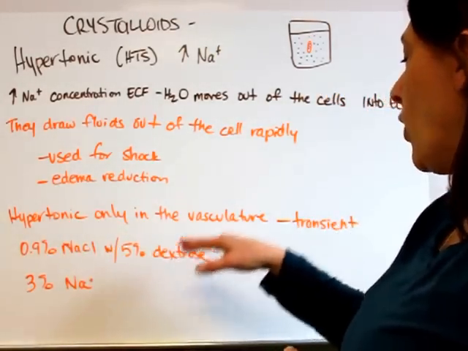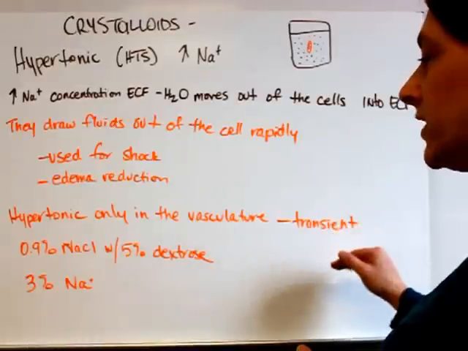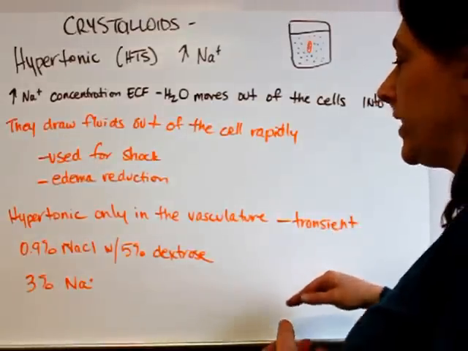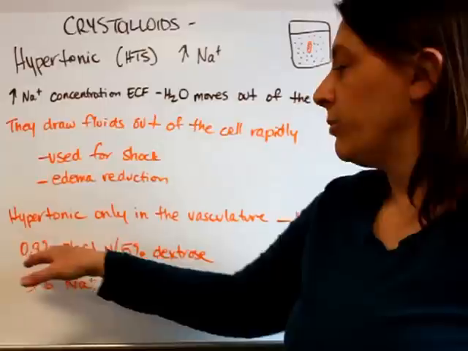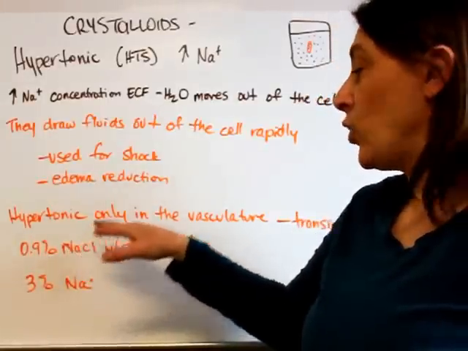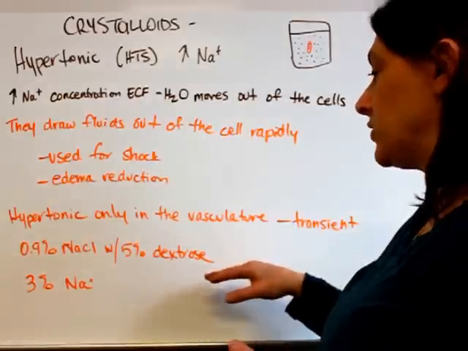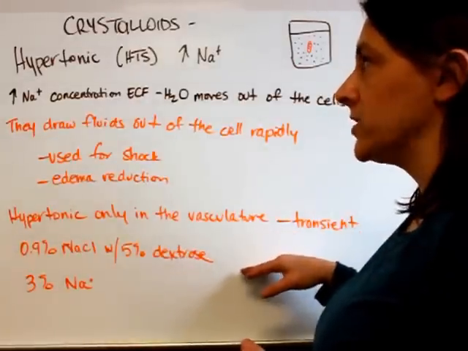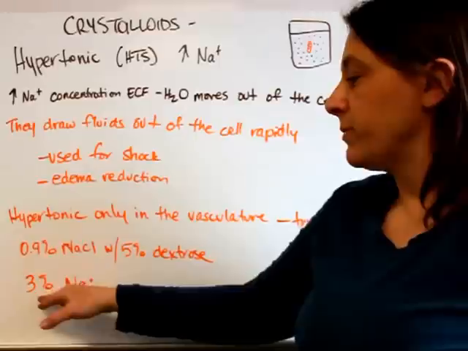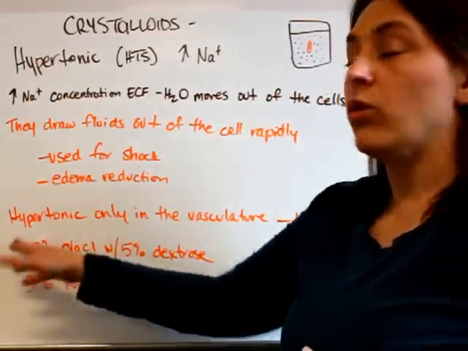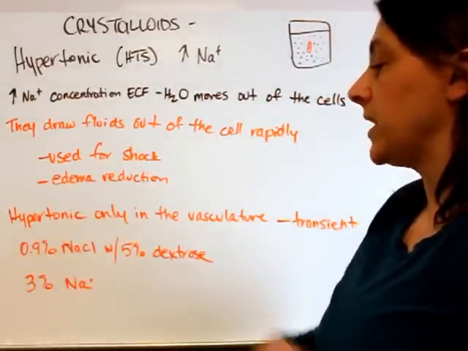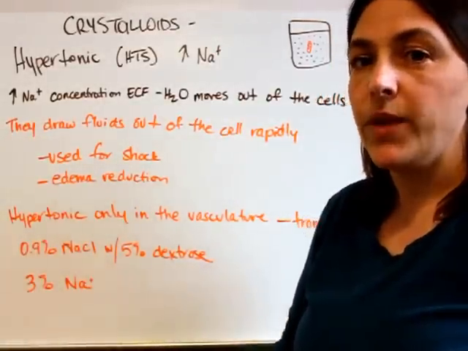Hypertonic stays only briefly in the vasculature. It's very transient. It comes out rather quickly from the vasculature. 0.9% saline with 5% dextrose is considered a hypertonic solution. And then 3% sodium chloride, obviously more than the 0.9%, is a hypertonic solution also.